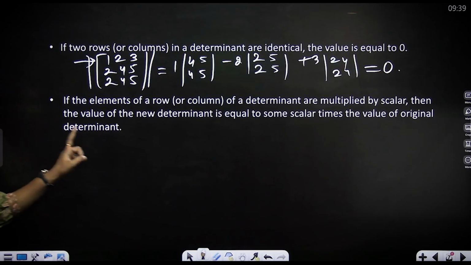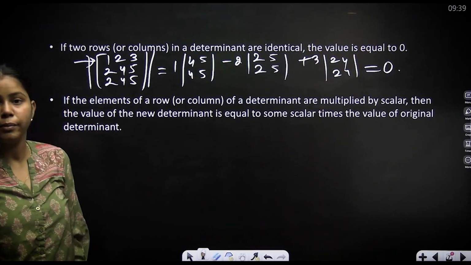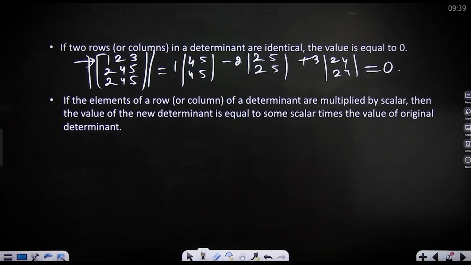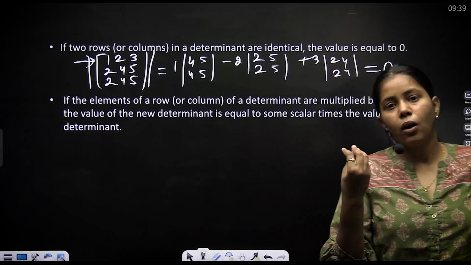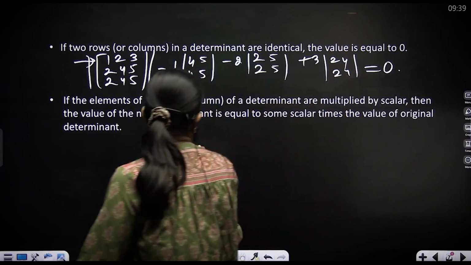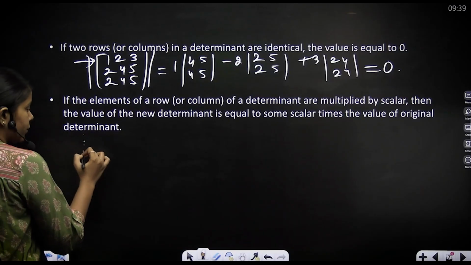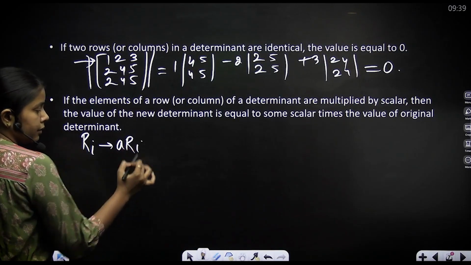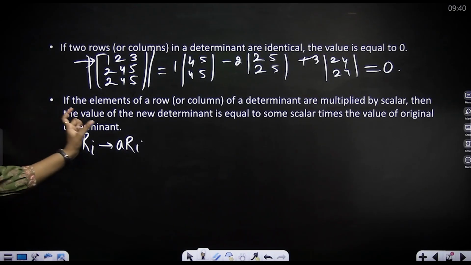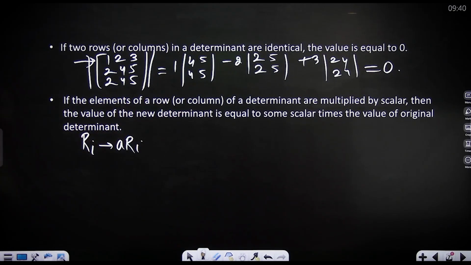Next thing is, if the elements of a row of a determinant are multiplied by a scalar, then the value of the new determinant is equal to that scalar times the value of the original determinant. Now what do I mean? This is basically an operation. So let's suppose I am multiplying any row, R_i, by a scalar. The value of the new determinant is equal to the scalar times the value of the original determinant.